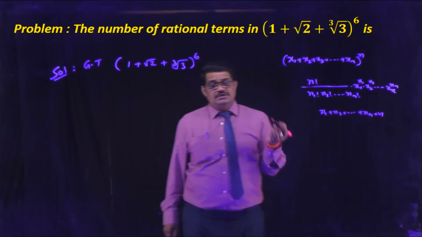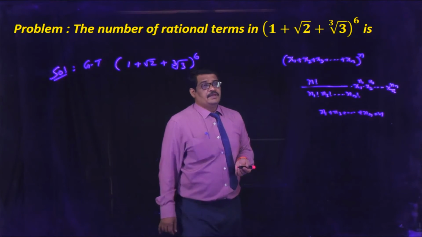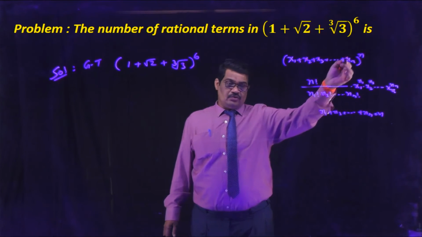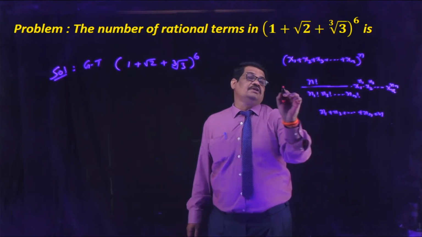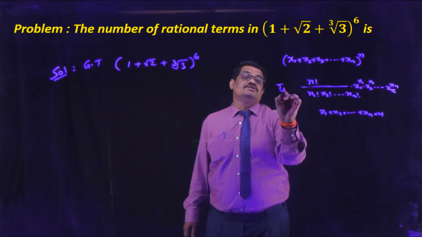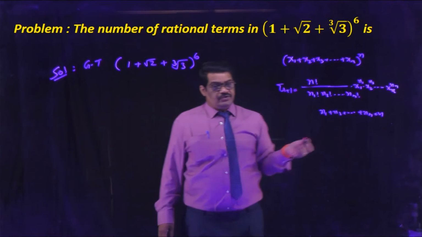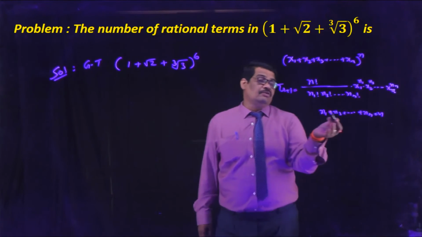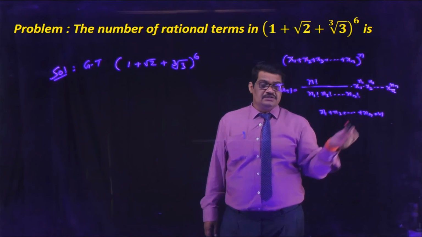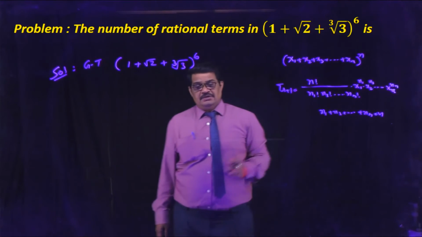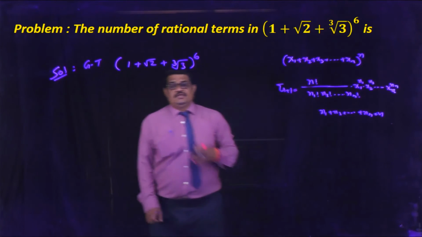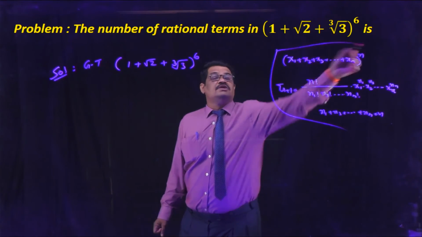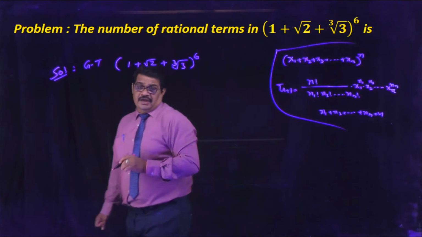So this is the general term for the expression (x1, x2, x3 and so on up to xr) whole to the power of n. This is the general term we are taking, that is t(r+1). Here n1 plus n2 and so on up to nr is nothing but the index n. Now we are writing the general term for this given expression.